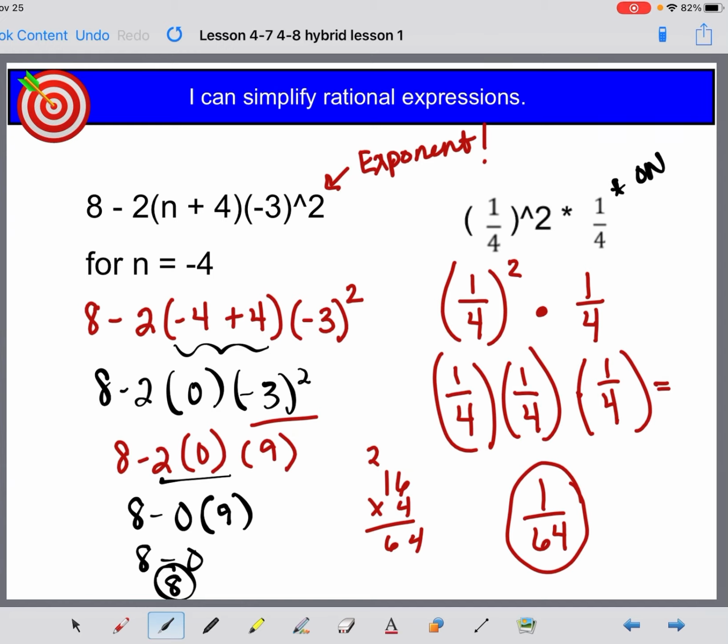There's a question like this on your test. Make sure you know how to do this problem.